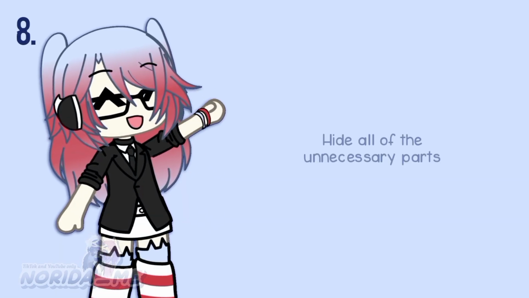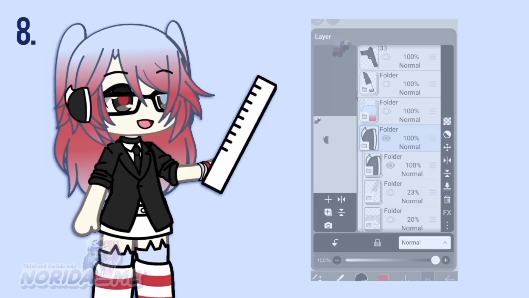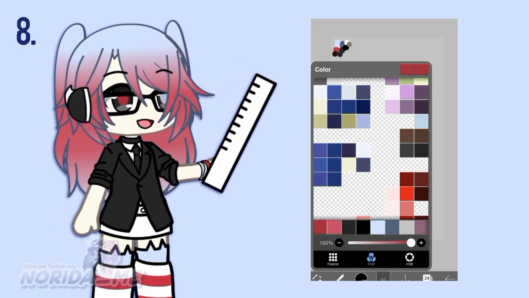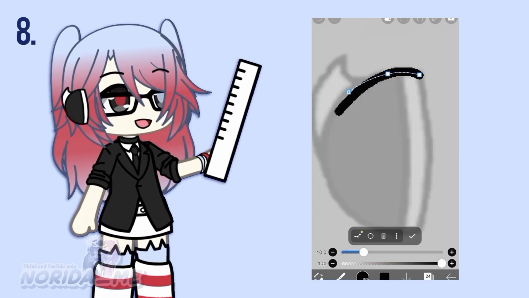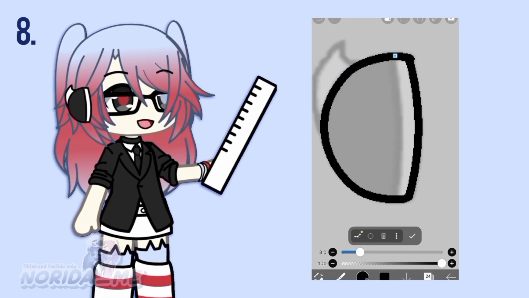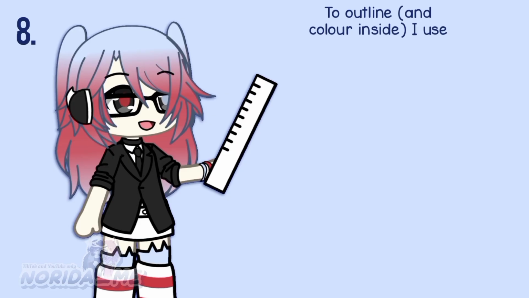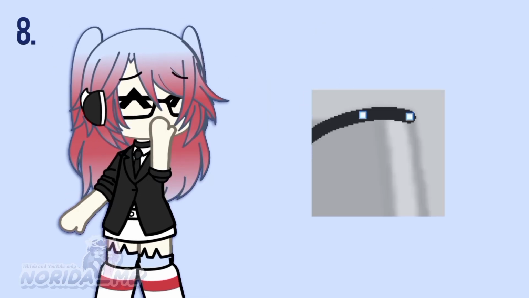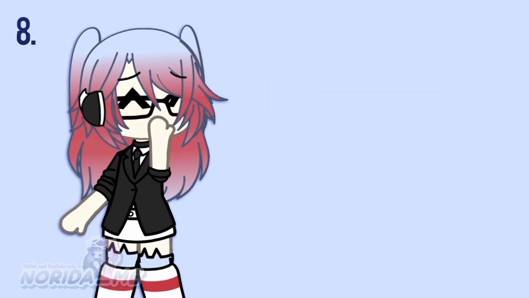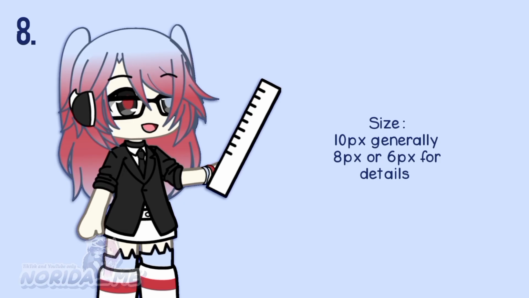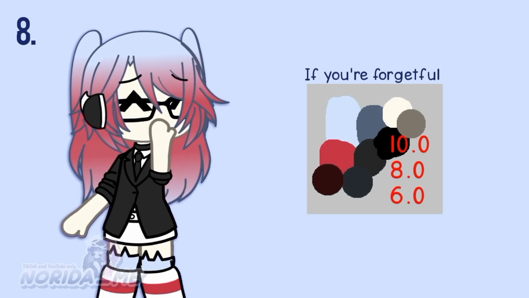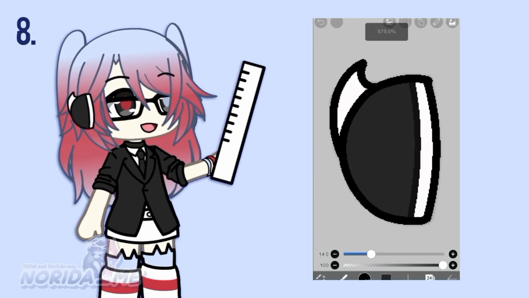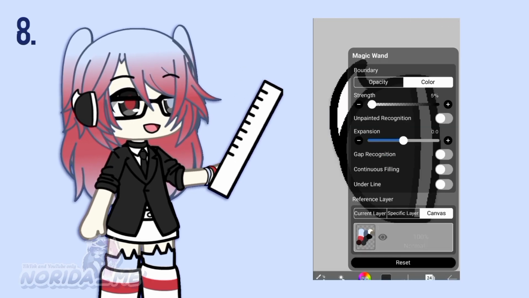Step 8. Hide all of the unnecessary parts, lower the opacity of the layer you're gonna draw, and create a new layer above it. You can use a bright and distinct color or just use the right color for the outline from the beginning, like I do. To outline, I use a digital brush, which doesn't have blurry things on its margins. I use this size, 10 and 8 or 6 for smaller details. If you're forgetful, you can write it down next to color circles. And it makes it easy if I suddenly want to change the color of something.